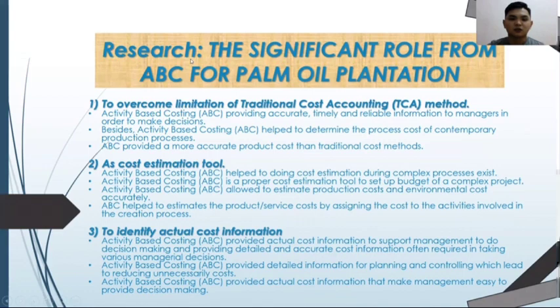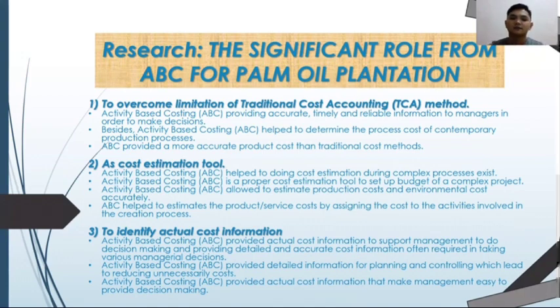This research has shown that there are 6 significant roles of ABC for palm oil plantation. The first one is to overcome the limitations of the traditional cost accounting (TCA) method. Activity-based costing provides accurate, timely, and reliable information to managers in order to make decisions. Besides, activity-based costing helps to determine the process of the contemporary production process. ABC also provides a more accurate product cost than traditional methods.